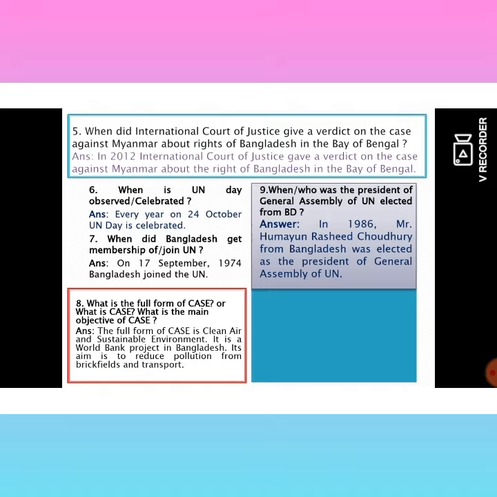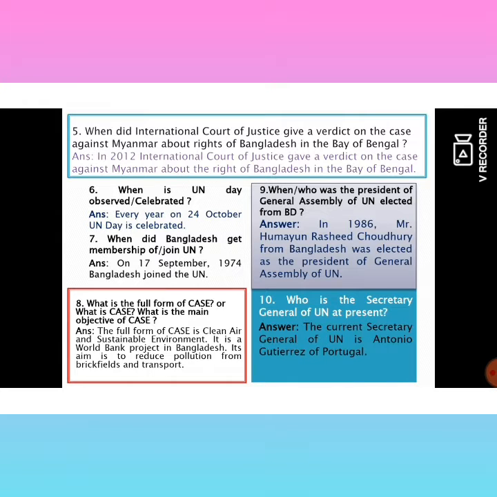Okay, the question number 10. Who is the Secretary General of UN at present? The answer: the current Secretary General of UN is Antonio Guterres of Portugal. The name is Antonio Guterres, and he is the citizen of Portugal. Okay, the next slide.